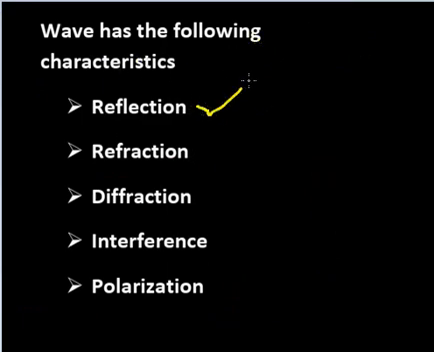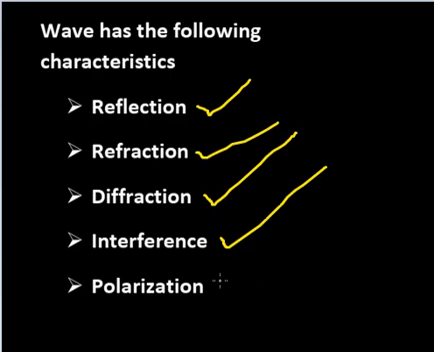So a wave has the characteristic of reflection. Every wave can reflect. Every wave can undergo refraction. Every wave can undergo diffraction. Every wave can undergo interference, and every wave can undergo polarization. So that is what I mean by every wave type.